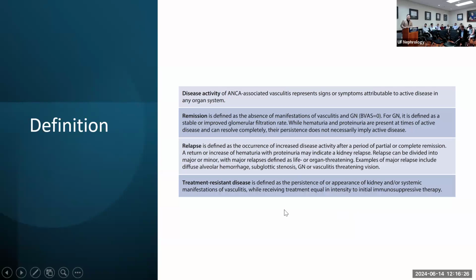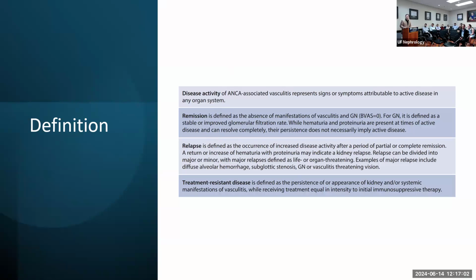So the definition of disease activity means there are signs or symptoms attributed to active disease in any organ system. Remission means a BVAS score of 0, but in glomerulonephritis you don't necessarily have to have resolution of hematuria, as long as the GFR is improved or stable.